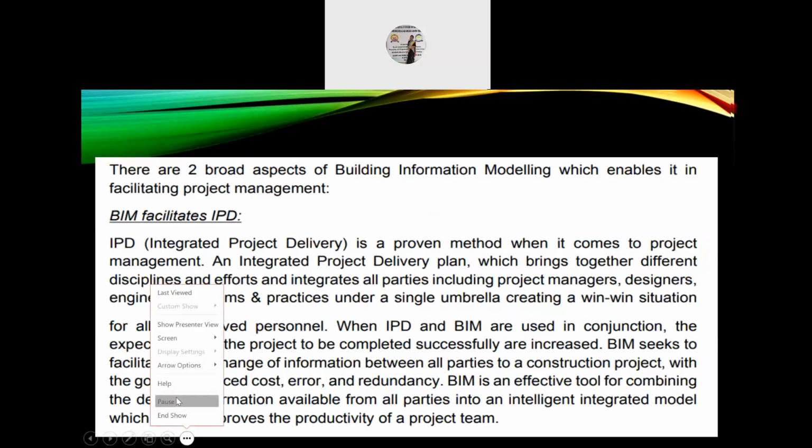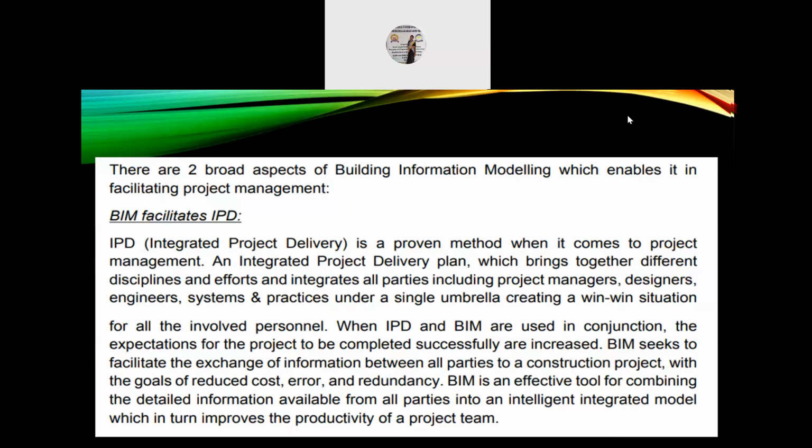Number two, there are two broad aspects of building information modeling which enable it in facilitating project management. BIM facilitates IPD, that is Integrated Project Delivery. So IPD is a proven method when it comes to project management. An integrated project delivery plan brings together different disciplines and efforts and integrates all parties, including project managers, designers, engineers, systems, and practices under a single umbrella, creating a win-win situation for all the involved personnel.